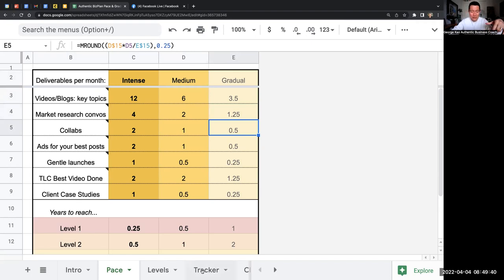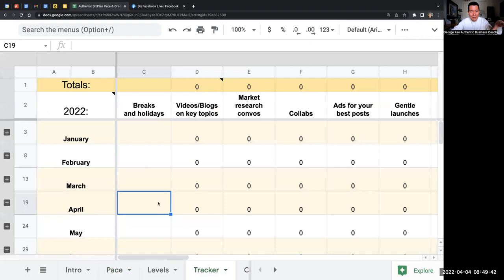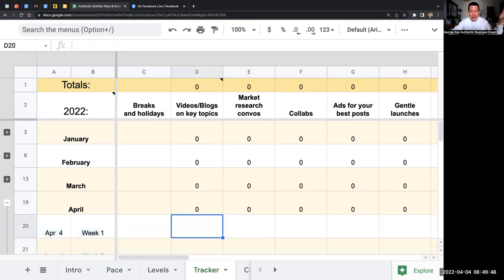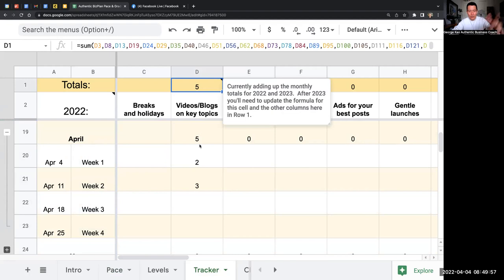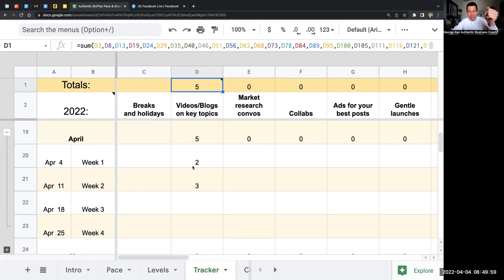Last thing I want to show you is the tracker. We're in April right now when I'm recording this. You can click on the plus button on the left-hand side of any month to track how many you've done that month. So, week one, I've done two of them. Week two, I've done three of them. And it always adds up for the whole year or totals for your lifetime. It adds up at the top.